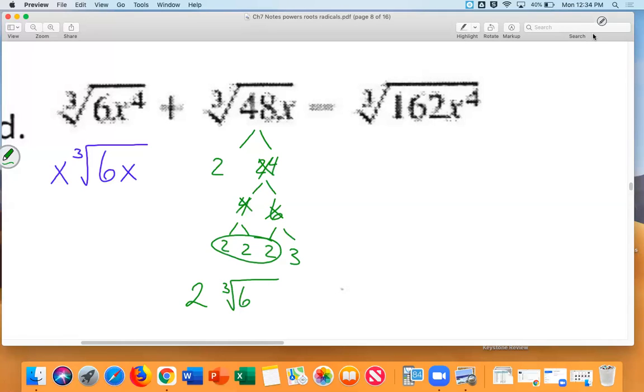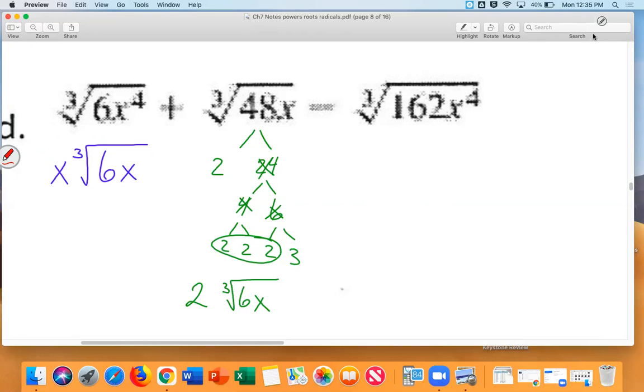Can I do anything with the x's? No. So it's just 2 times the cube root of 6x, which is good because if you look at these, see how they both have cube root of 6x? So it's looking good.